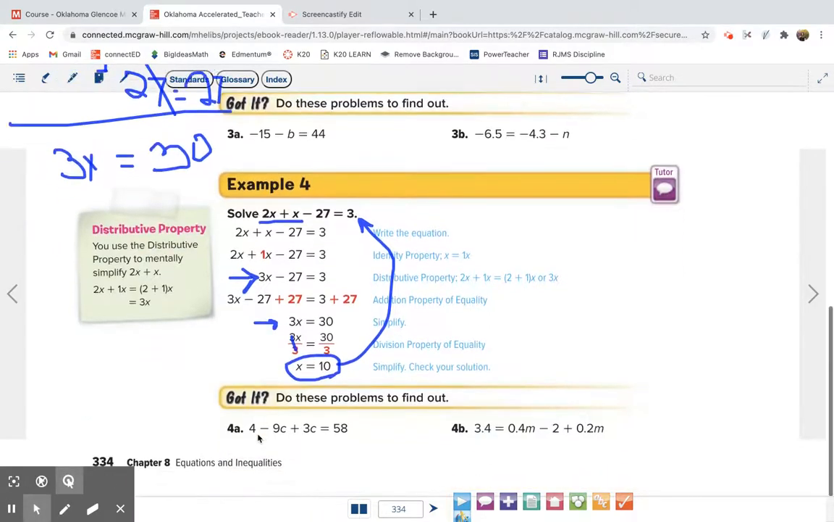So I'm going to have y'all do 4a. So try 4a. You don't have to do this one, and then I will go over it with you.